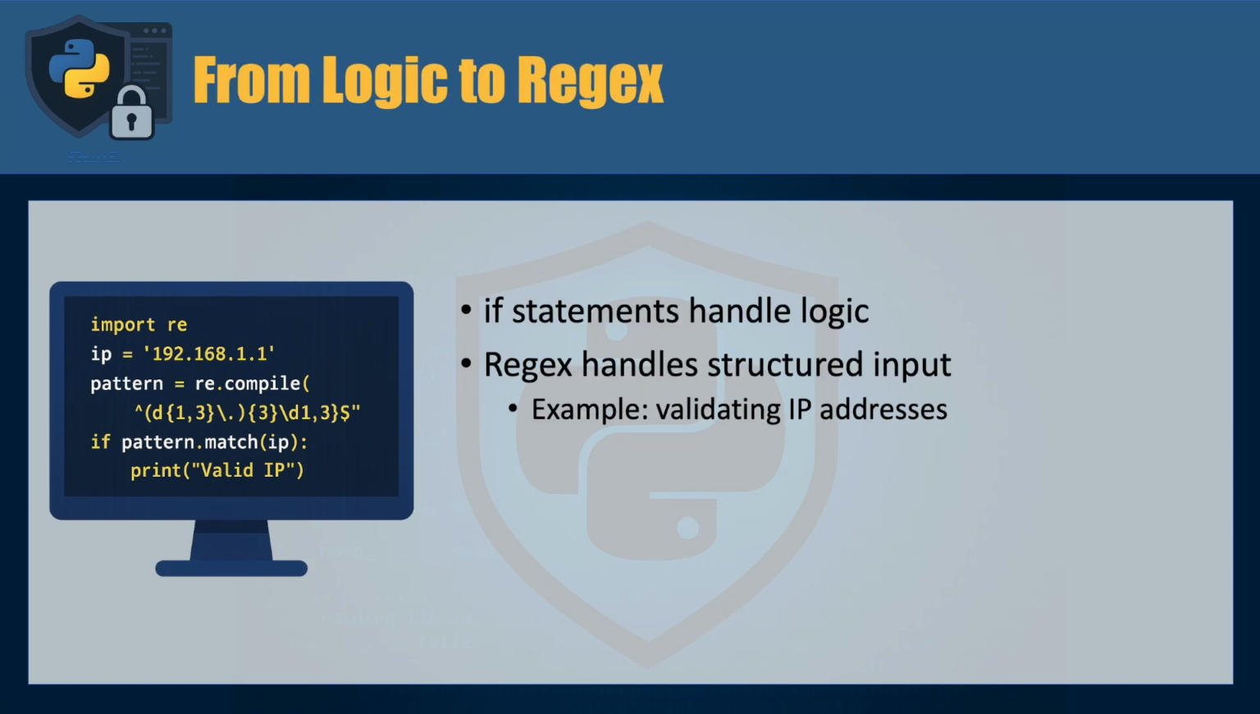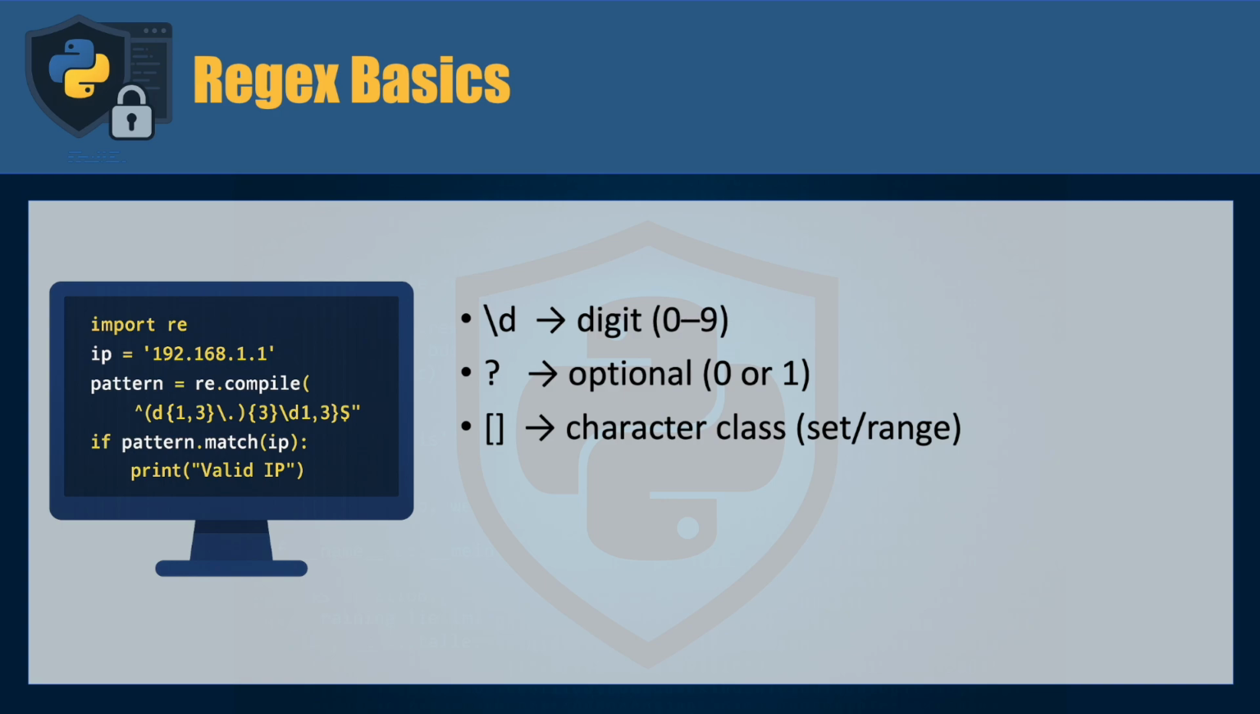So far, we've seen how if statements let us enforce decision making, but what if we need to validate structured input like IP addresses? That's where regular expressions come in. Regex gives us patterns to validate text. We use the \d to match digits. The question mark makes something optional, and square brackets define a set of valid characters.